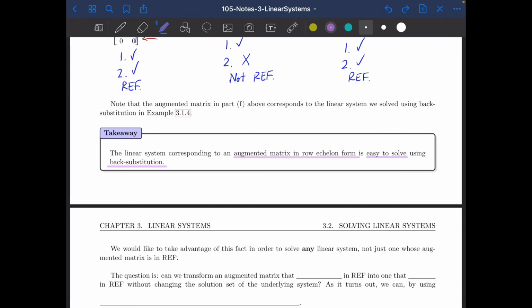Now, we would like to take advantage of this fact in order to solve any linear system, not just one whose augmented matrix is in REF. In general, the augmented matrix of a linear system is not in REF. And so the question is, can we transform an augmented matrix that is not in REF into one that is in REF without changing the solution set of the underlying system? As it turns out, we can, by using elementary row operations. And so next, we will talk about these elementary row operations.